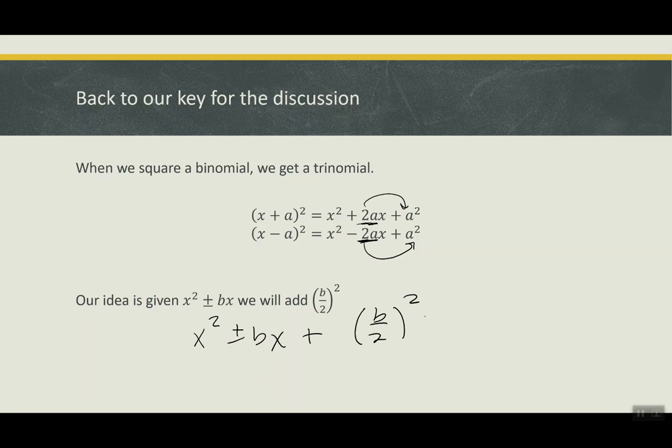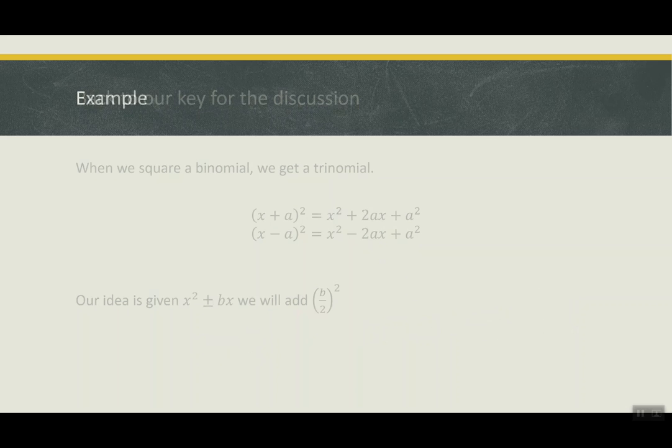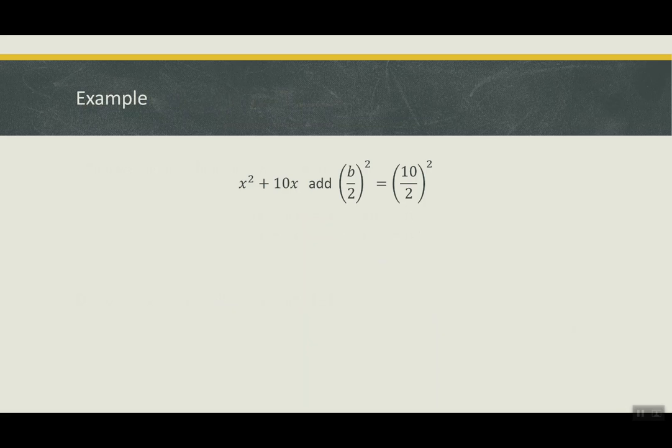Okay, that's my strategy. Why am I going to do that? Because then it's going to perfectly factor into x plus or minus, depending on what we started with, b over 2, and the squared moves outside. So it's going to go from something that wasn't in the right format to the format that we want. But we'll step through and we'll see that in a process. All right, so here's our first one.